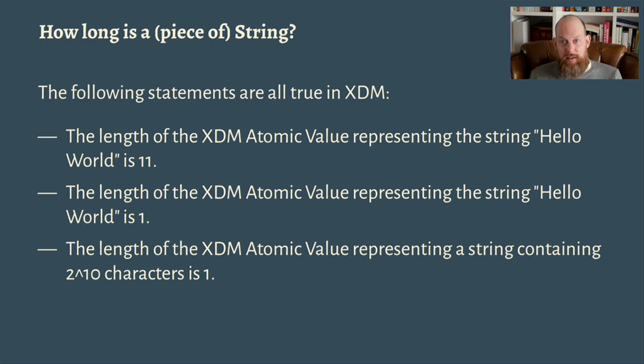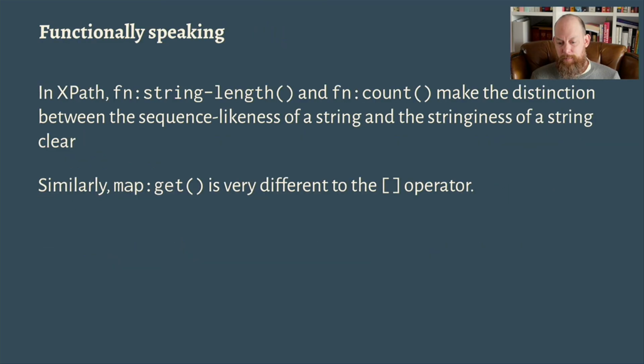We can say some things about strings in XDM. All these statements are true or kind of true. That the length of the XDM atomic value representing the string hello world is 11 characters in hello world. That the length of the XDM atomic value representing the string hello world is 1, because there's one item in that sequence. But also that the length of the XDM atomic value representing a string that contains an enormous number of characters is also 1. Obviously this is kind of facetious, but I hope it illustrates the point.